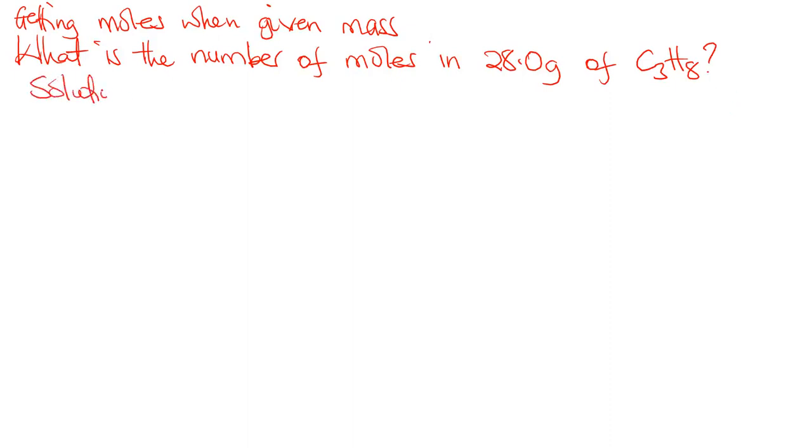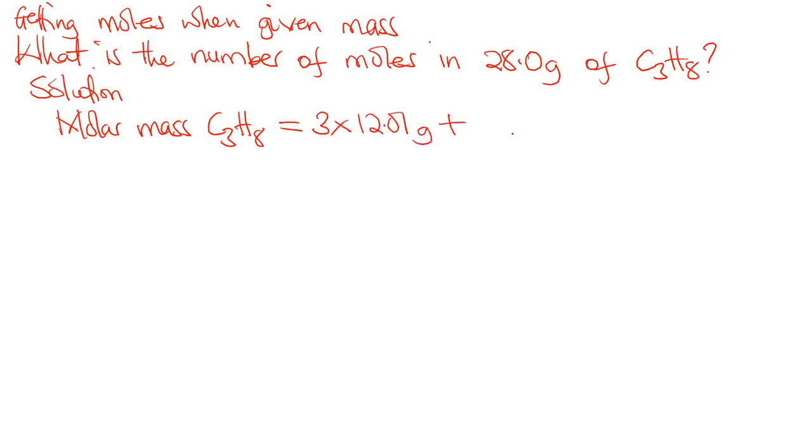So the first thing, as usual, we need to find the molar mass. So the molar mass, sometimes it will be given. C3H8 is 3 times 12.01 gram and 8 times 1.008 gram, which gives us 44.09 gram, but it is for 1 mole, so grams per mole.